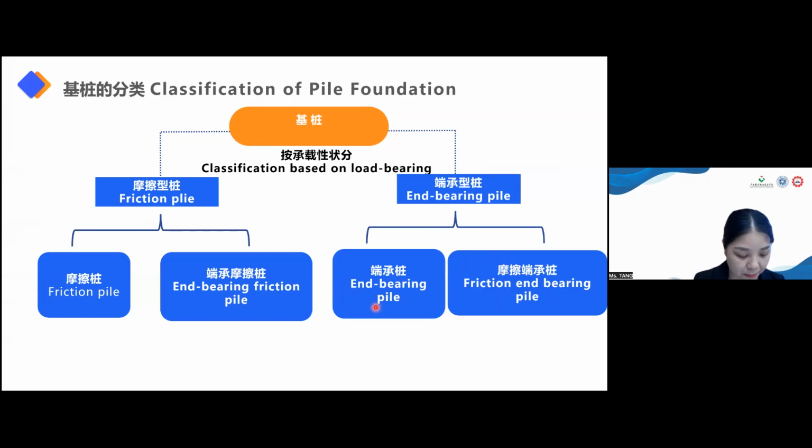The end bearing pile includes end bearing piles and friction end bearing piles. The end bearing pile refers to the vertical load of pile top being borne by pile tip resistance, and the pile side resistance is negligible. Friction end bearing pile refers to the vertical load of pile top being mainly borne by the resistance of pile end under the ultimate bearing capacity.